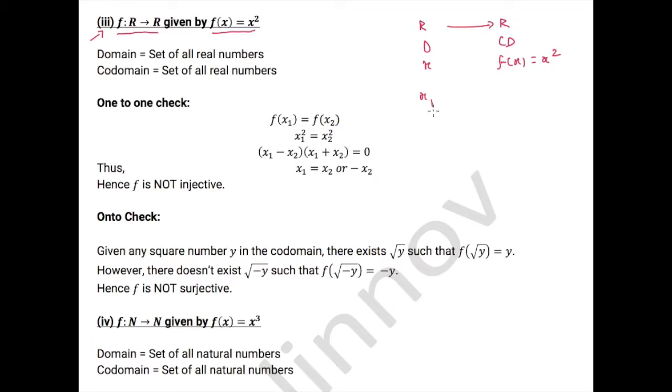Now again we will go for one-to-one check. So we assume that it is a many-to-one function first. And we get that it is not injective because x1 minus x2 into x1 plus x2 equal to 0. So x1 can be x2 and x1 can be minus x2 as well. And hence it is not one-to-one.